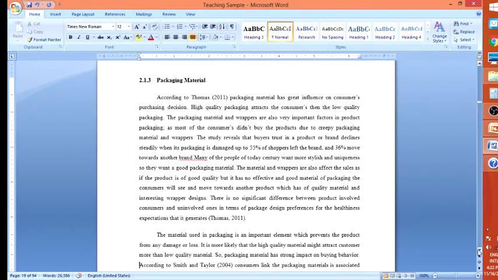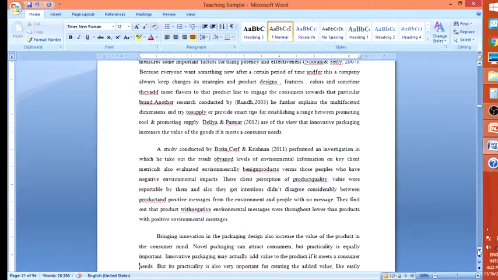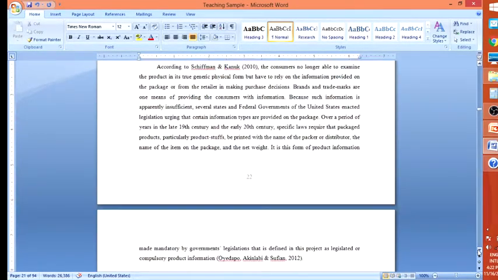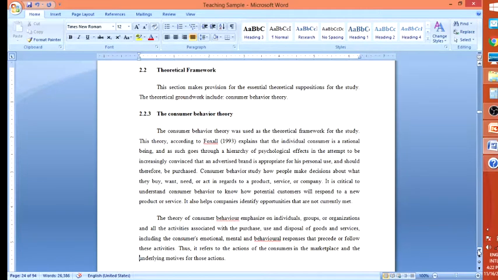Now, the theoretical framework is another easy one. All you need to do, like I said, before you start your project, is download articles relating to your topic. When it comes to the theoretical framework, all you need to do is go to those articles and check the theories which were adopted. Out of the 15 or 10 of them, 2 or 3 must have constantly reoccurred in all of them.